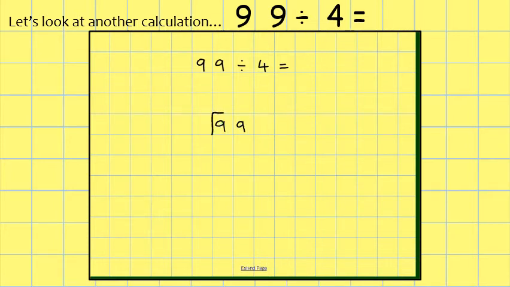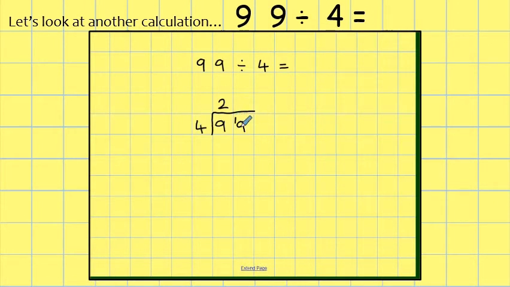using our bus stop. So the big number, 99, goes inside the bus stop. The divisor goes outside. Okay. So now, just like before, we need to say how many times does the divisor go into the tens digit? So how many lots of 4 are there in 9? Well done. Yeah, definitely. There's 2 lots of 4 in 9. How many left over? Definitely, it's 1, isn't it? So we've got 1 left over.